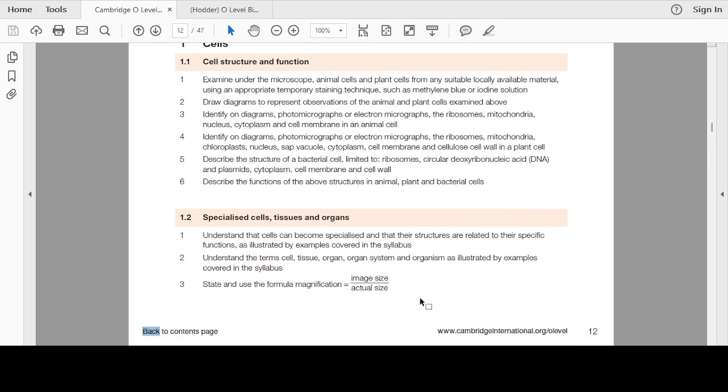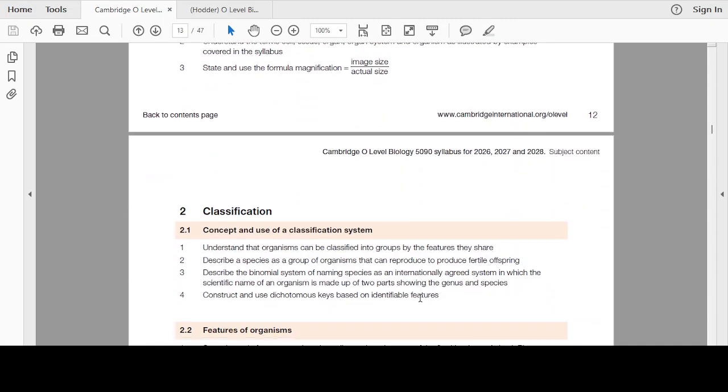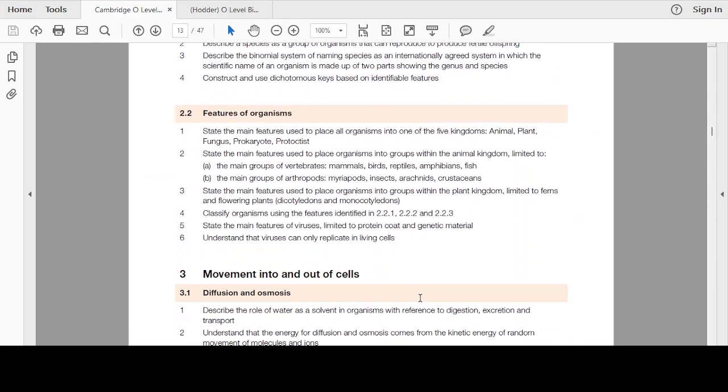And so not only is that something you need to know, but it's also revision for you. So that is the formula.